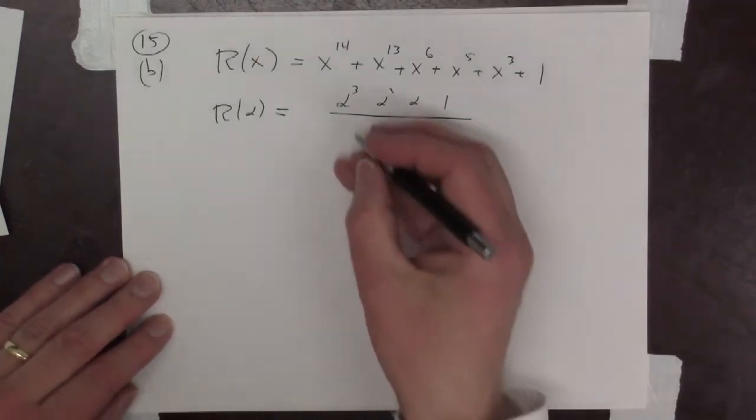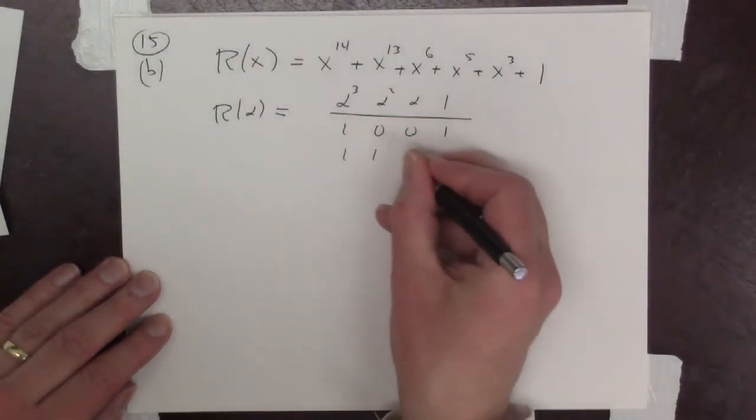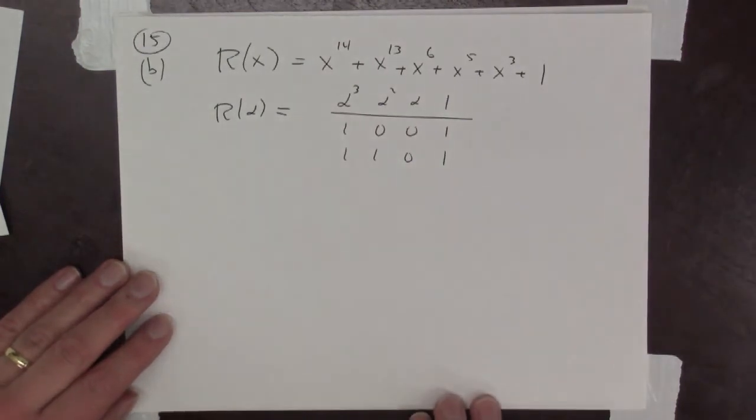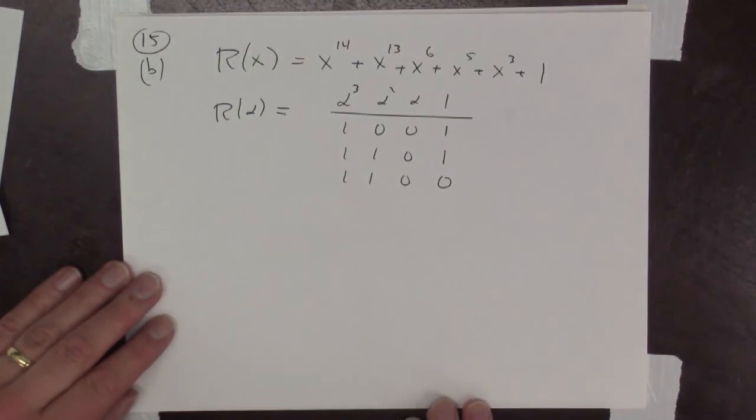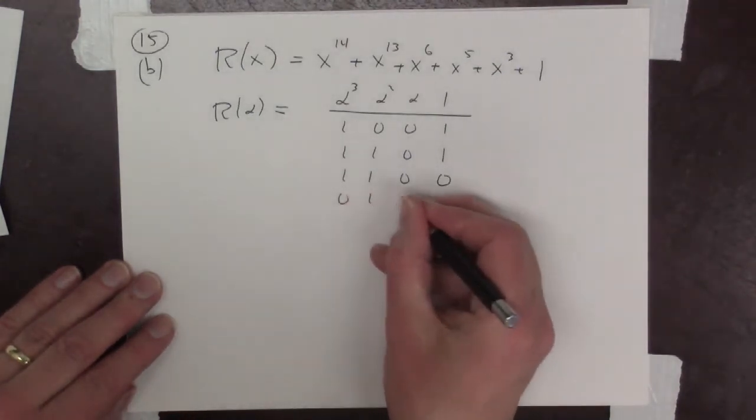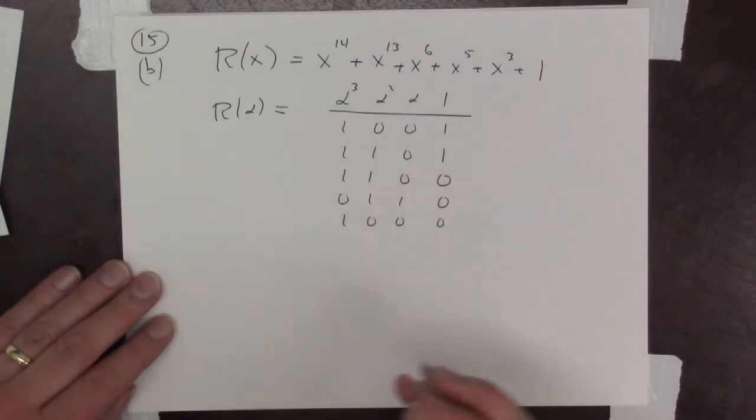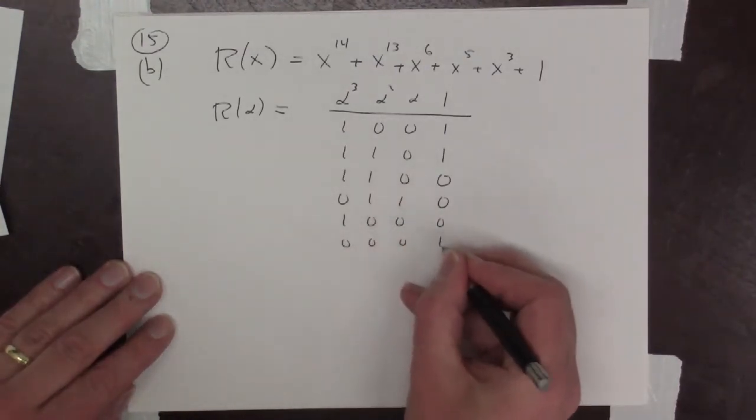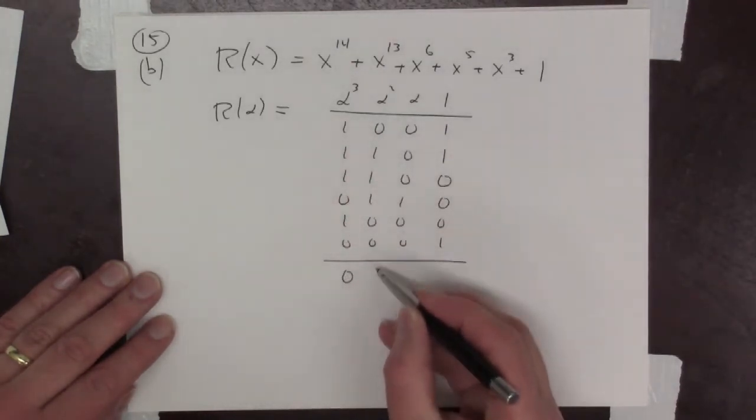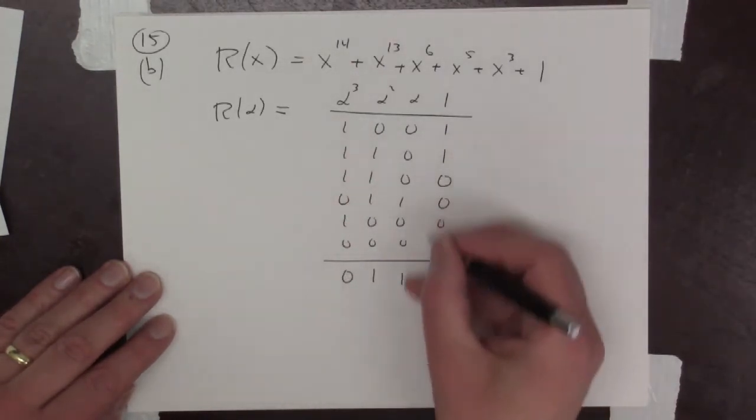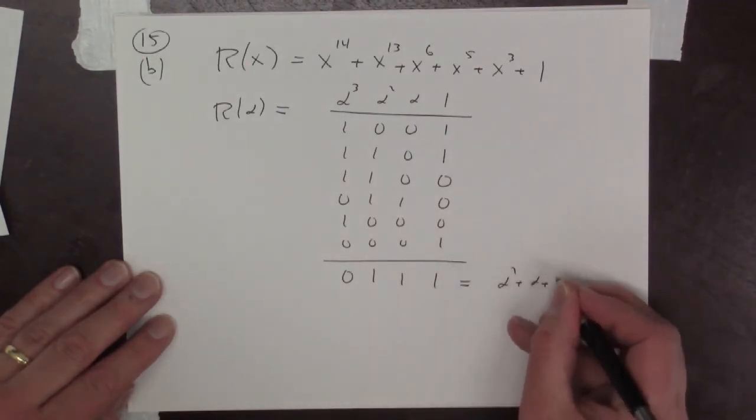Alpha to the 14: 1, 0, 0, 1. Alpha to the 13: 1, 1, 0, 1. Alpha to the 6: 1, 1, 0, 0. Alpha to the 5: 0, 1, 1, 0. Alpha cubed: 1, 0, 0, 0, and 1, 0, 0, 0, 1. We add it up. 0, we add it up. 1, 1, 1. So this is alpha squared plus alpha plus 1.